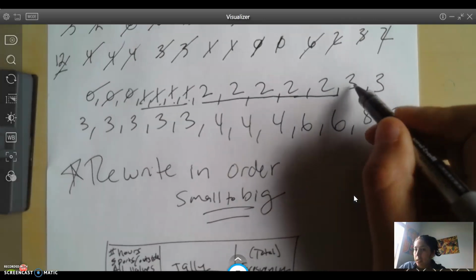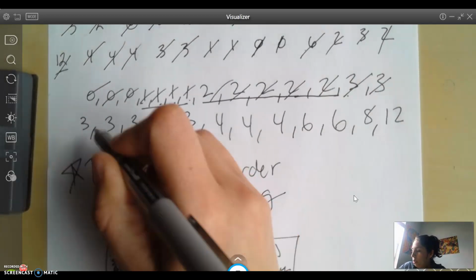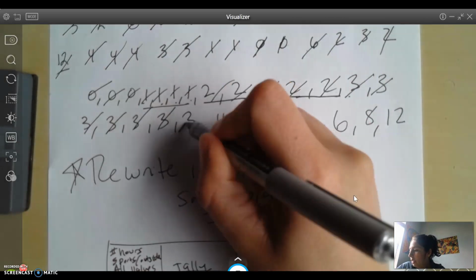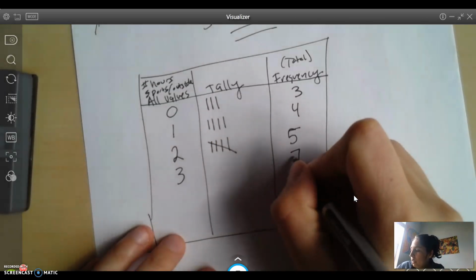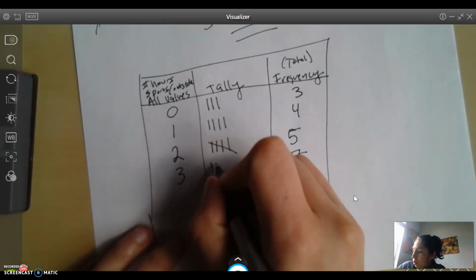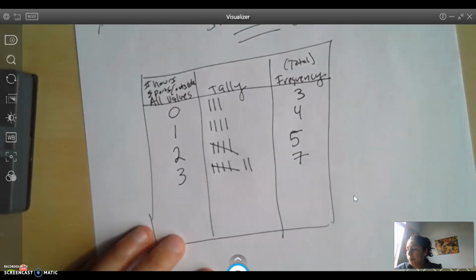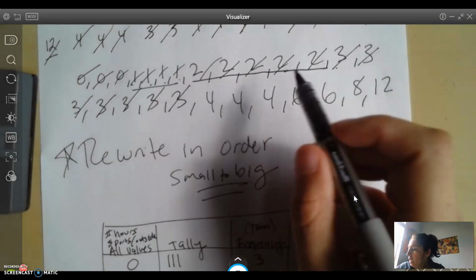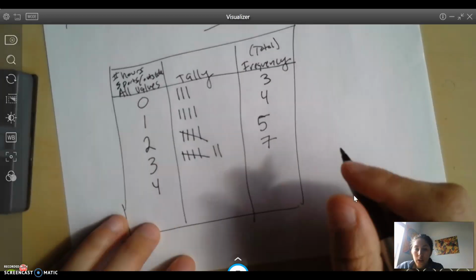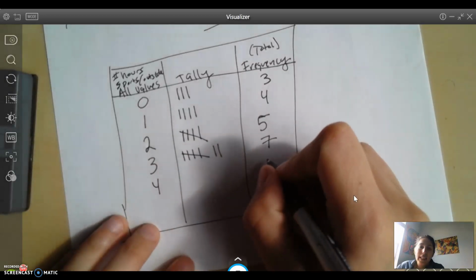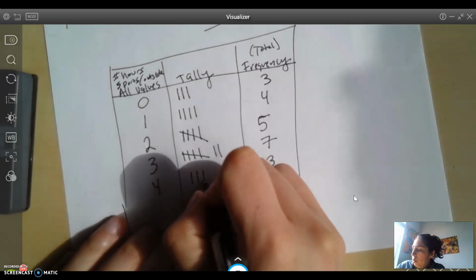Moving on to my 3s. That's, cross off the 2s. 1, 2, 3, 4, 5, 6, 7. So my 3s have a frequency of 7, and I will tally 1, 2, 3, 4, 5, 6, 7. All right, almost done. Moving on to my 4s. 1, 2, 3. So the 4 has a frequency of, meaning it comes out a total of 3 times. So that's a tally of 1, 2, 3, and 4.